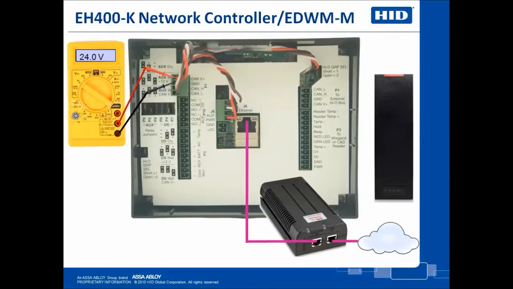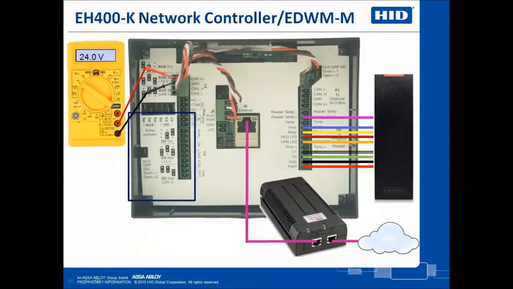Connecting the external reader to the EH400K is done as it is to most controllers. The reader is powered with its red and black wires and connected to the data 0 and data 1 through its green and white wires. These four wires are the only wires that need to be connected for a reader to operate. The remaining wires perform other functions regarding beeper, light indication, and tamper functionality.